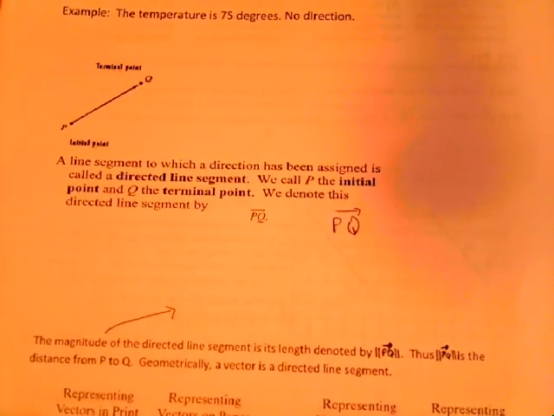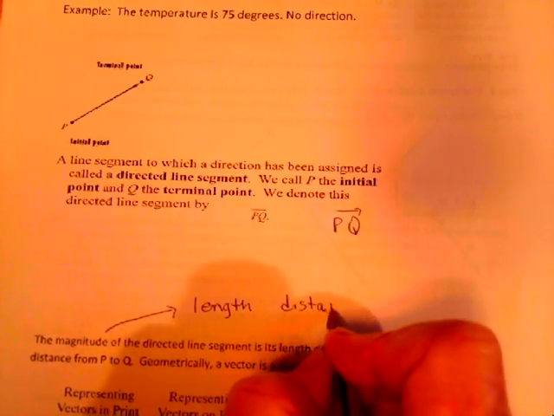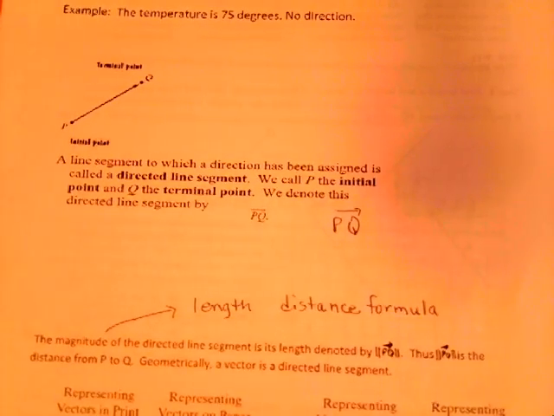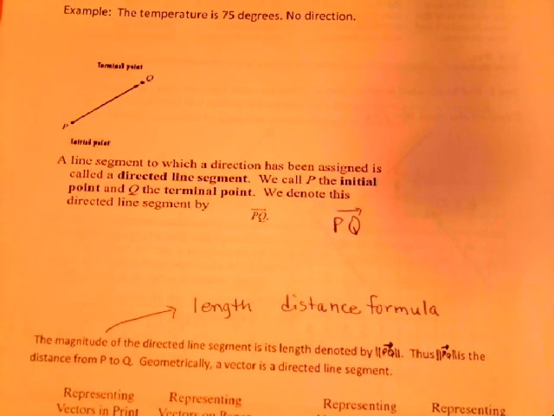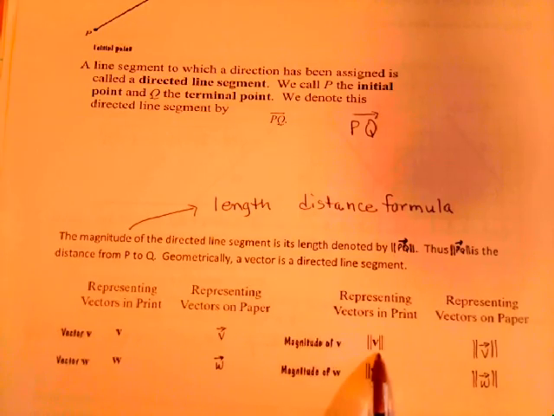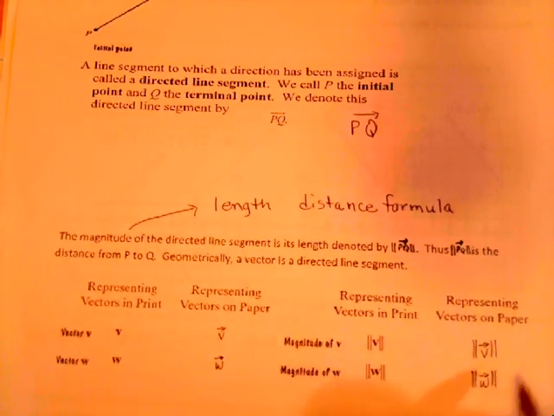Magnitude is length. You're going to find that using the distance formula. Length is denoted by these two bars. These two bars mean magnitude. Magnitude is another way to say length. Magnitude of V. Magnitude of W. If you're writing that down with paper and pencil, normally we'll do those two bars, V with a little arrow above it.